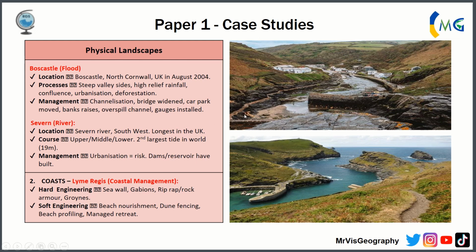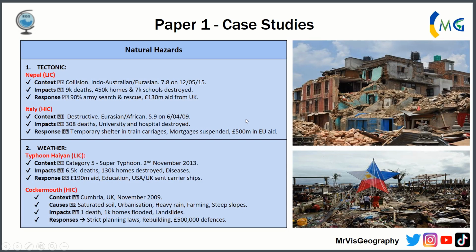Okay, and then the final part of paper one is your natural hazards. And natural hazards, again, they're all examples in essence because we spent a lesson on them, potentially a bit more sometimes. But your low income country is the Nepal earthquake. You've got a bit of context here. Here's some of the impacts and responses. And then we often do L'Aquila in Italy as your high income country.